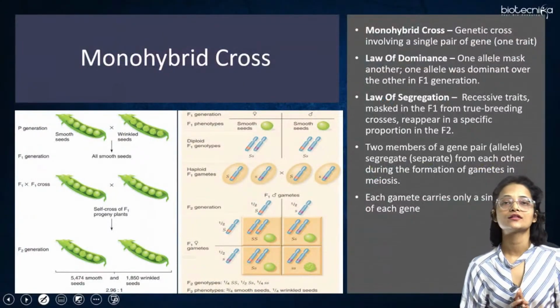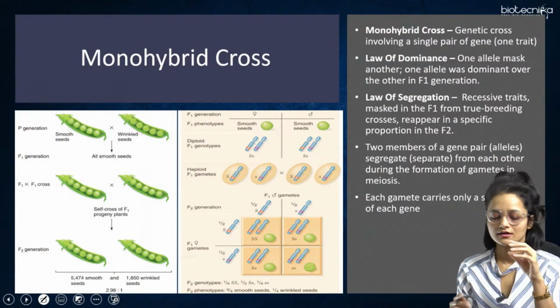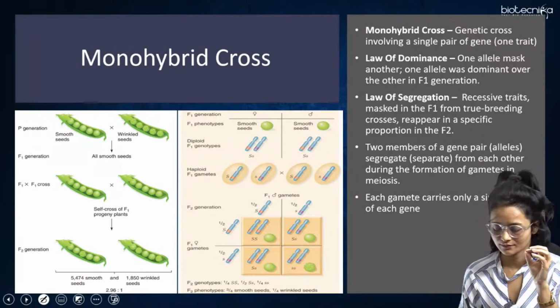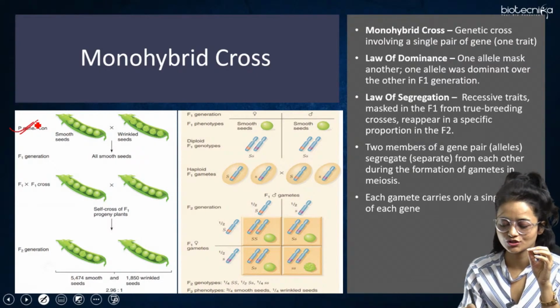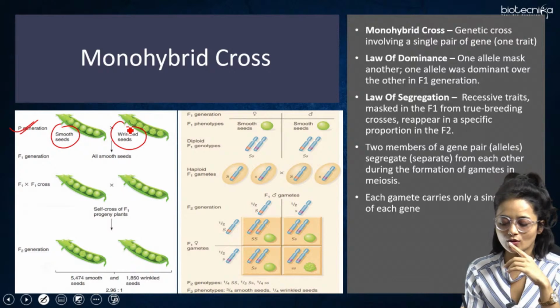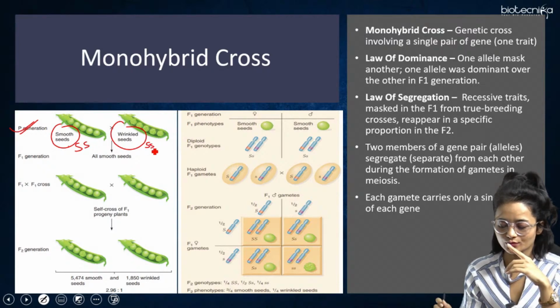Now coming to the monohybrid cross. Now, as we know, Mendel did his experiment on two true breeding parents. Now here is the parental generation. It shows where smooth seeds are taken and wrinkled seeds are taken. So these would be homozygous dominant and homozygous recessive, right? So for smooth seed, the genotype would be capital S. For this, small s would be there, right?